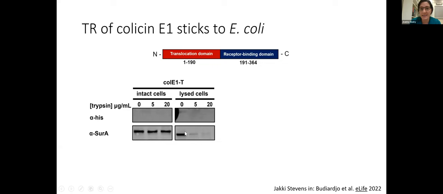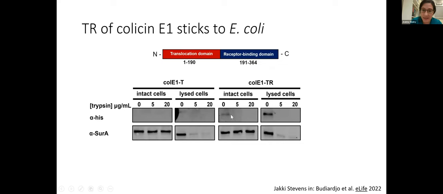Okay, so here it sticks to the surface of intact cells, but then when you add trypsin, it gets digested, and lysed cells are also digested, but it's on the surface. It comes and it sticks to the surface. So we're really intrigued by that.